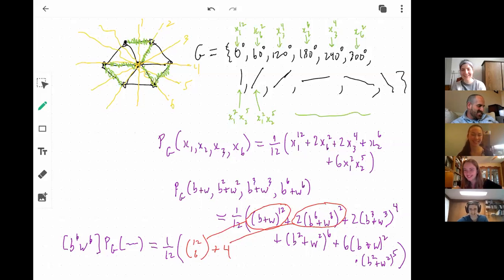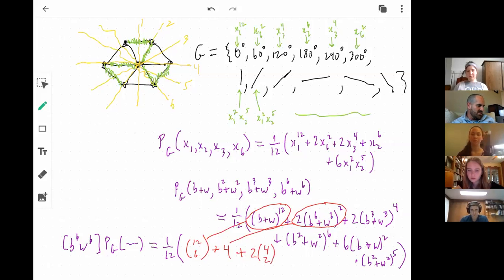Okay. So what about the next one? What about the next summand? It'd be B to the 12th. So it'd be 4 choose 0, B to the 12th, plus 4 choose 1, B to the 9th, W to the 3rd, plus 4 choose 2, B to the 6th, W to the 6th. So it'd be 2 times 4 choose 2.